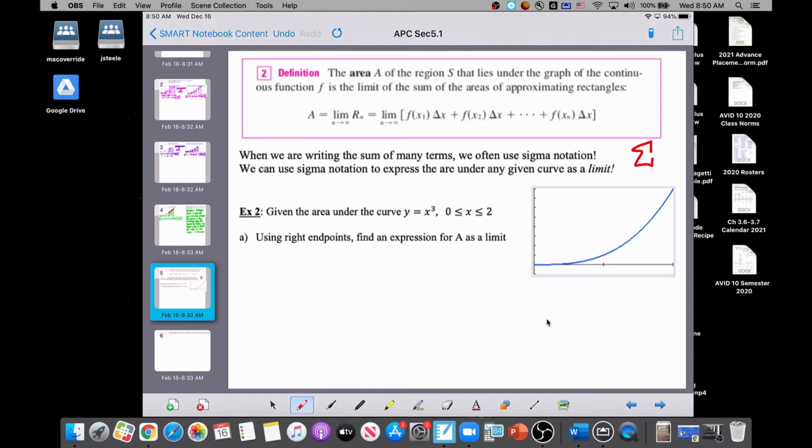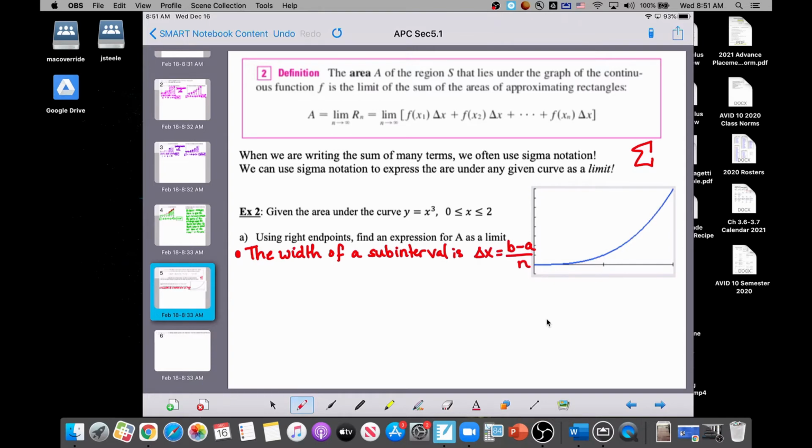So if we are finding right endpoints and we want to find an expression for area as a limit, the first thing that we need to figure out is the width of each of our subintervals, which is always the change in the x distance. You're going to want to write small, just so you know, because there's a lot that has to go in the space between letter A and letter B. Okay, so the width of a subinterval is delta x, is what we call it, is equal to b minus a divided by n.